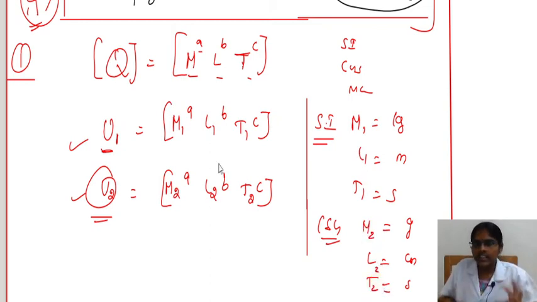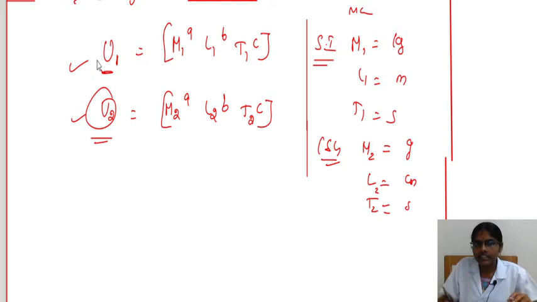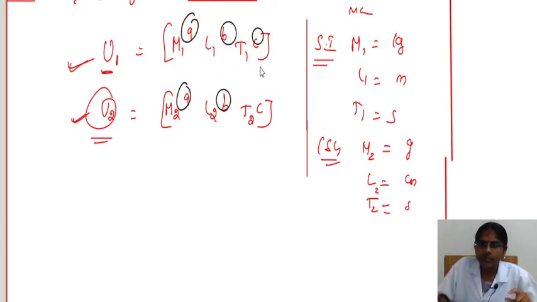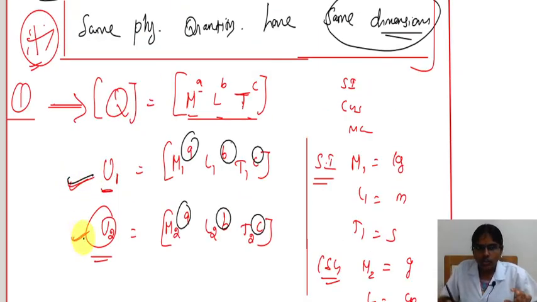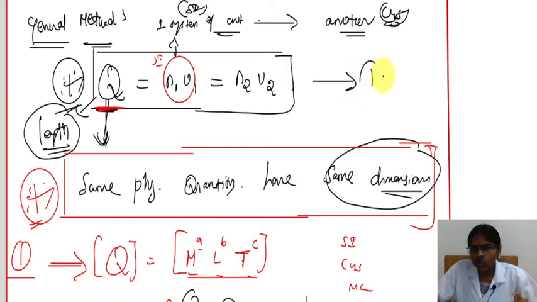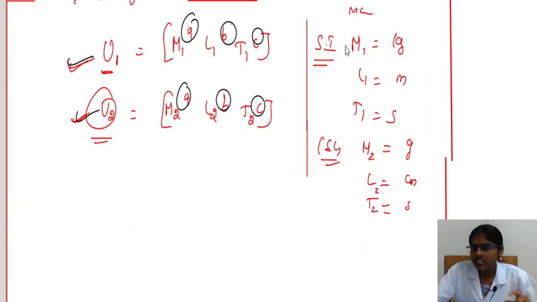So first, what we have to do is find the general dimensional formula. After that, I should write it in this way: M1, L1, T1 and M2, L2, T2. A very important thing to note here: powers are same, right? Powers are same, A, B, C, right? Leave it. Now I know what is U1 and U2. Now I can substitute these values in this equation 1. Okay, because that is called physical quantity.